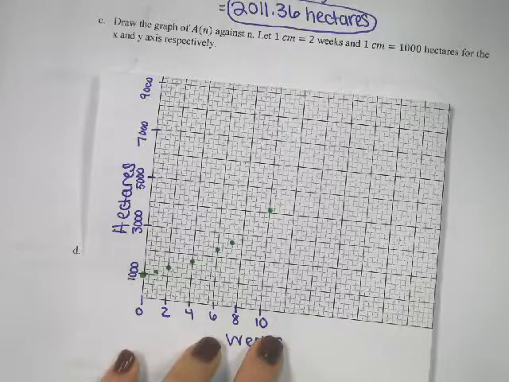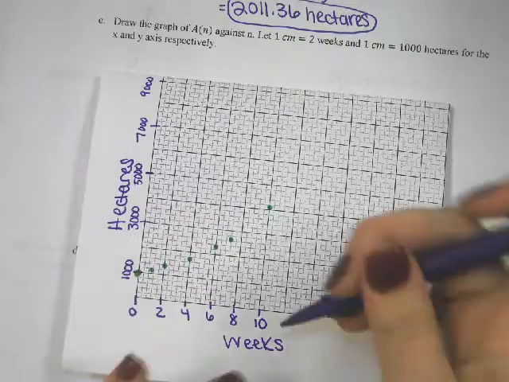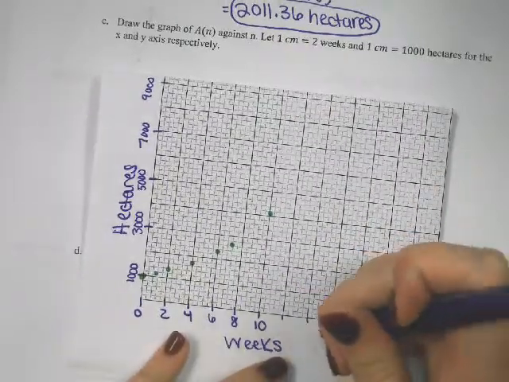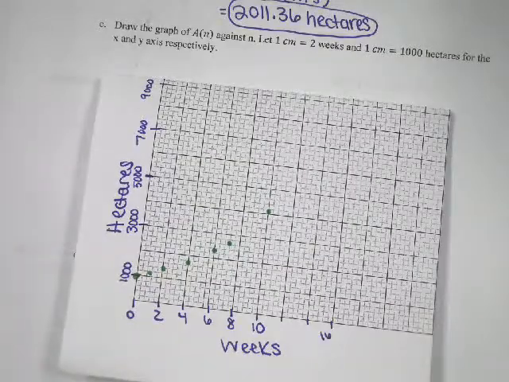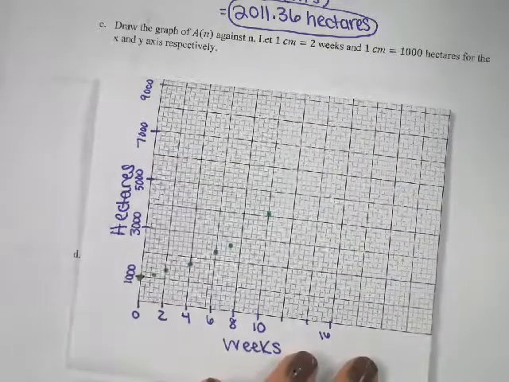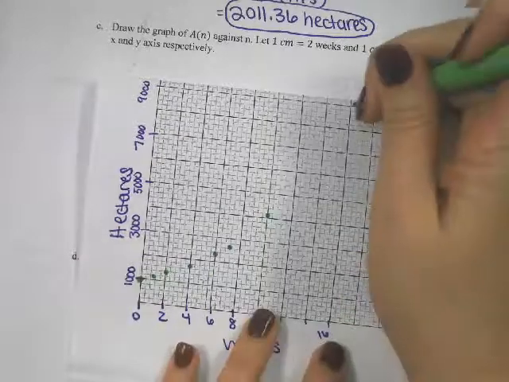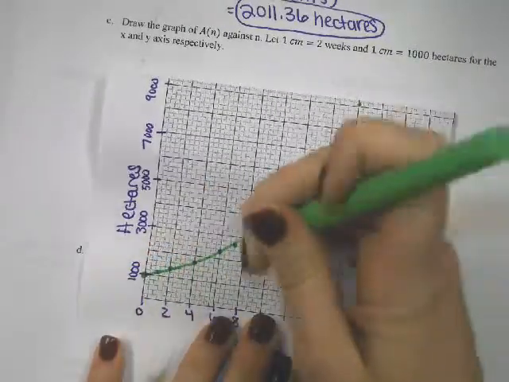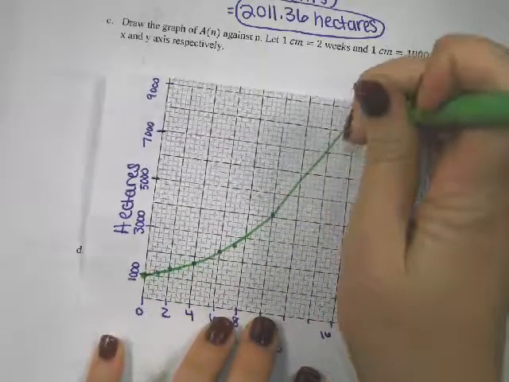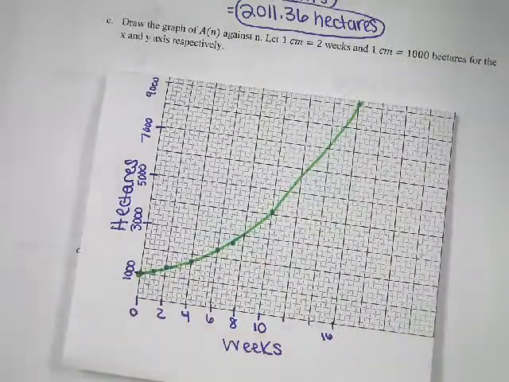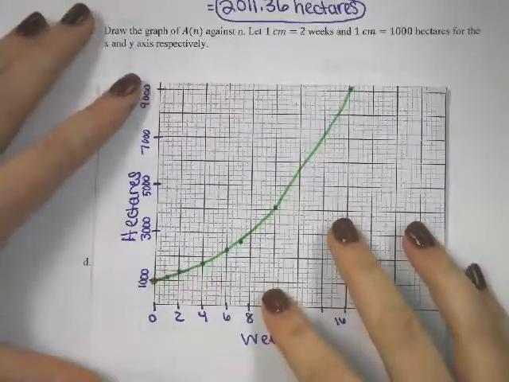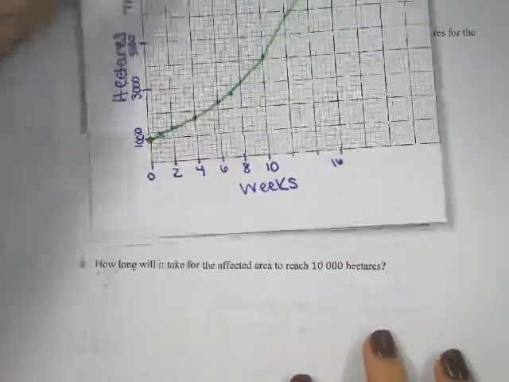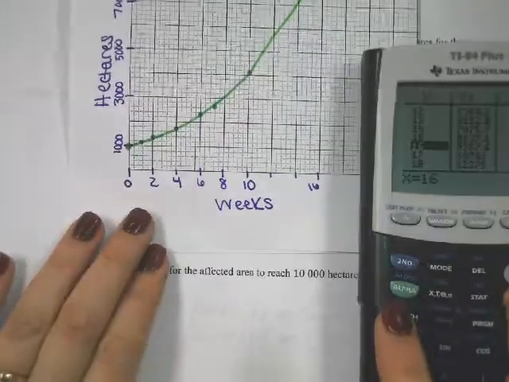If we maybe go to 16 weeks, 12, 14, 16, and it's at close, right over 9,000. So it looks something like that. Okay, that would be our graph. Part D says how long will it take the affected area to reach 10,000?